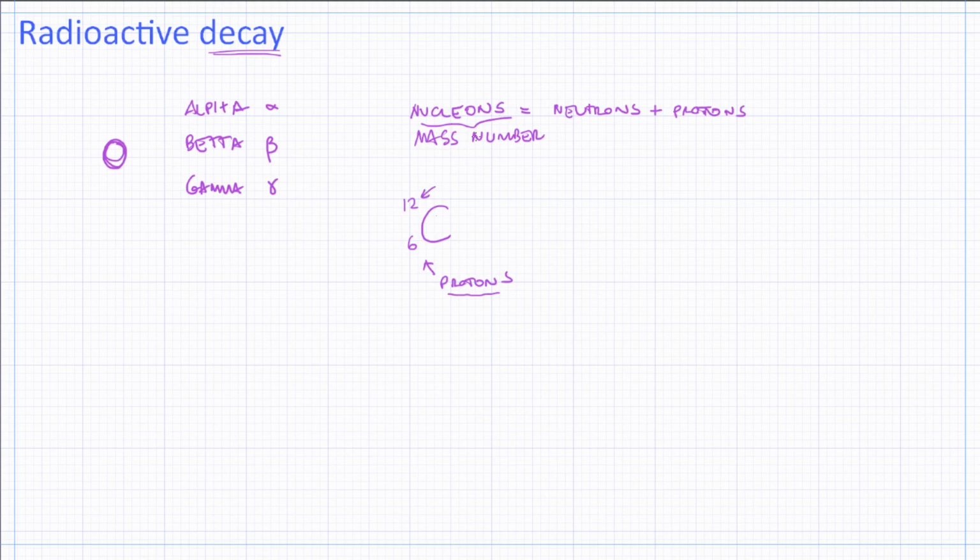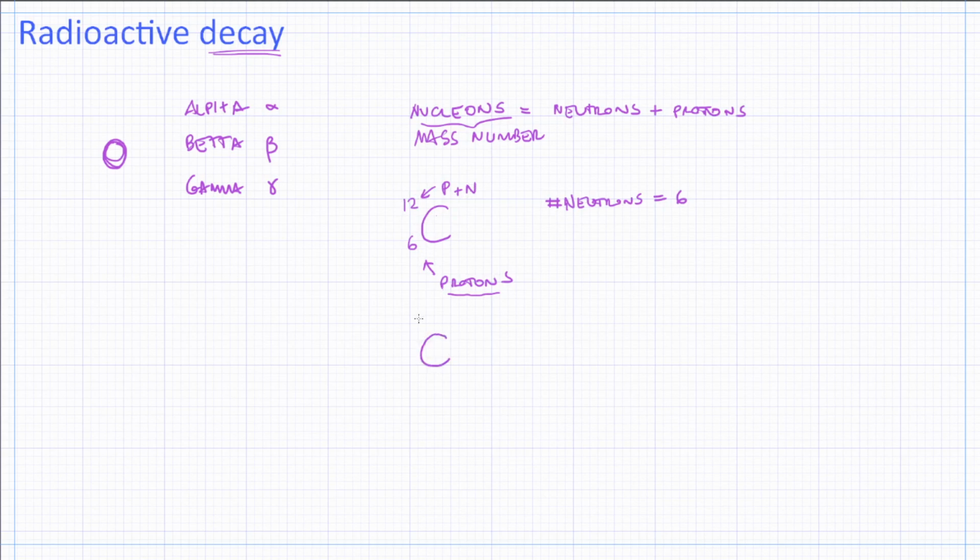Now, this 12 here is the number of nucleons. So it's the mass number, what we call the mass number. So it's protons plus neutrons. Therefore, I can already calculate that the number of neutrons for this isotope of carbon is 6, right? Because if this is 12 and I've got 6 protons, I've got 6 neutrons.